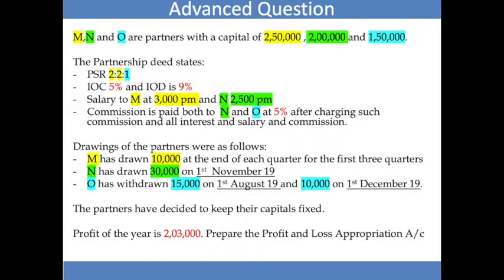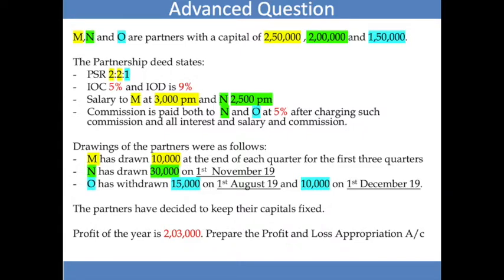Welcome everybody. Today I will deal with a sum in which we have many different things which we'll talk about, and we'll see how we have to solve this sum. So I have taken a question in which there are three partners, named M, N and O, with capitals of 2,50,000, 2 lakh and 1,50,000.